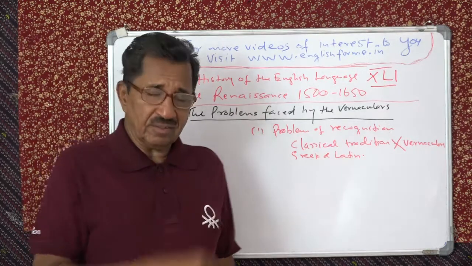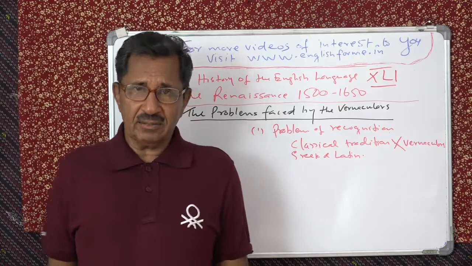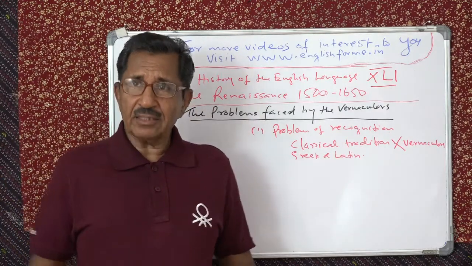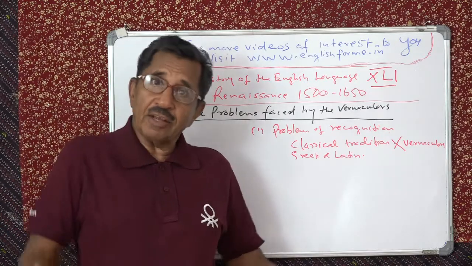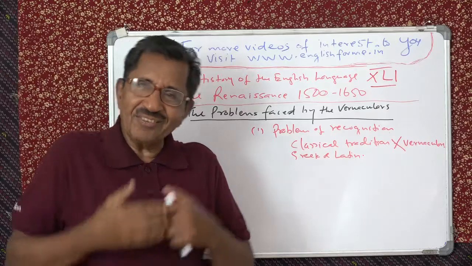Secondly, they said that Latin and Greek have got a universal currency. Anywhere you go, just as we say now, English has got universal currency. Anywhere you can somehow manage with some English, anywhere in the world.